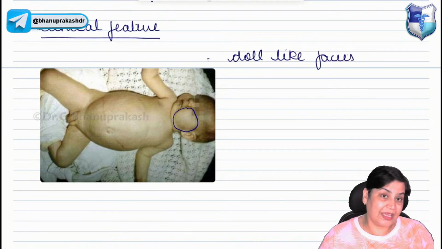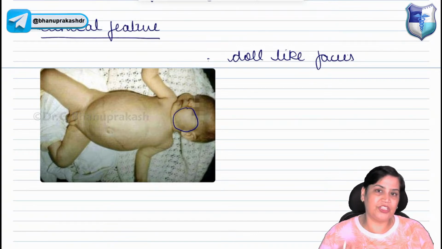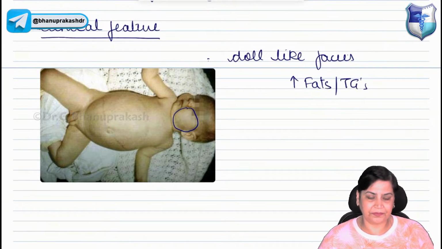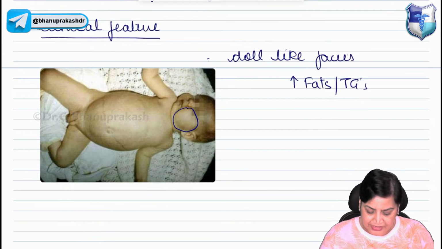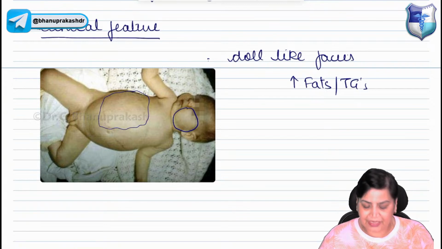Why? Because there is increased concentration of the lipids. So fat deposition will be there. So increased amount of fat will be there, or we call them TGs. Clear? And you can see there is enlargement of the liver also. So hepatomegaly will also be there. That is what I have written.